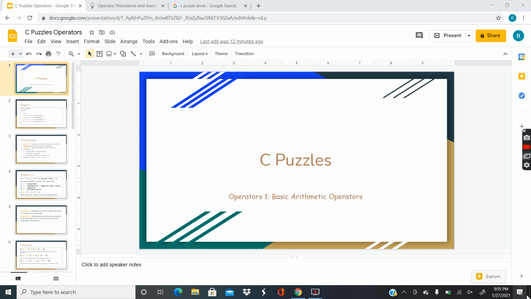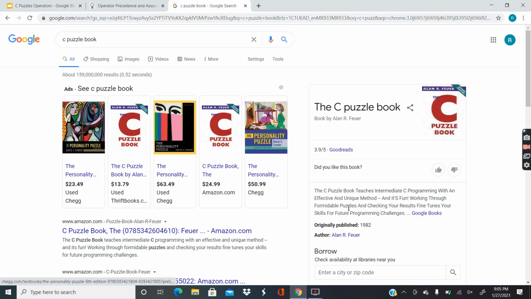For those of you who are not familiar with this book, I recommend you do a quick Google search, C puzzle book. You'll go ahead and see the book that I am talking about.